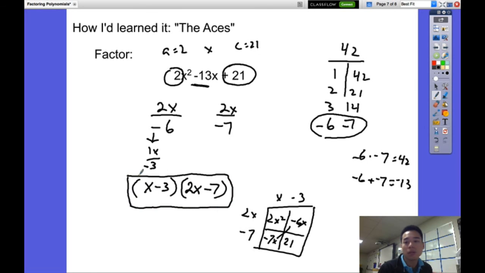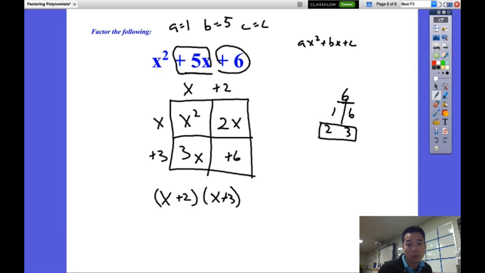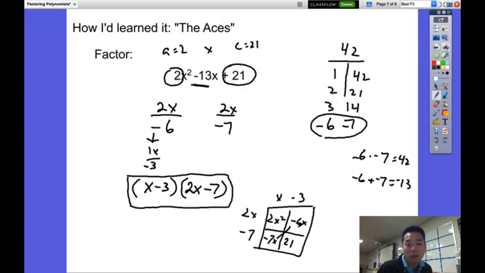Okay, it's pretty cool. Go ahead and try it on your homework. Either doing it this way by finding the factors of C and then just doing the area model, or if you want, you can challenge yourself and try this, and then we'll go over it in class tomorrow.